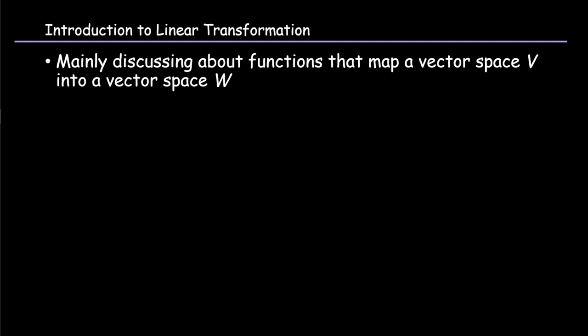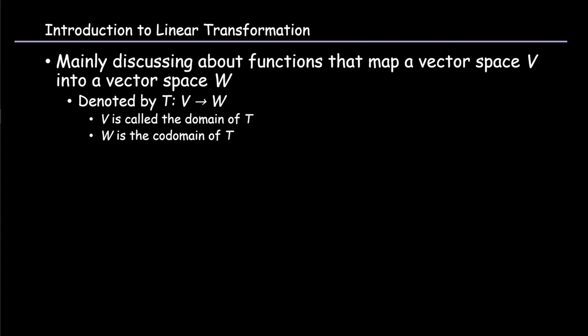So it is a function. Like I said, it is a function that maps a vector space V into W, and it is denoted by T: V → W, where V is the domain of T and W is the codomain of T, and T is the actual function. It's basically the instructions on how to go from vector space V to vector space W.